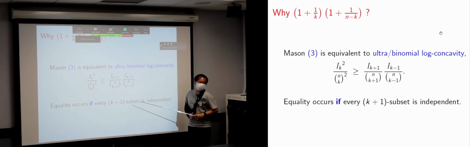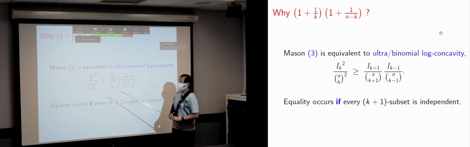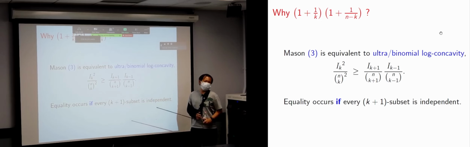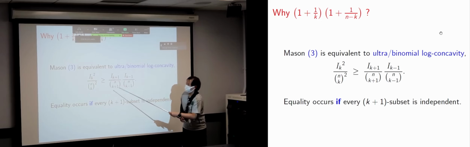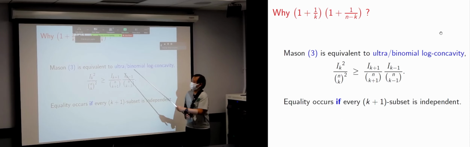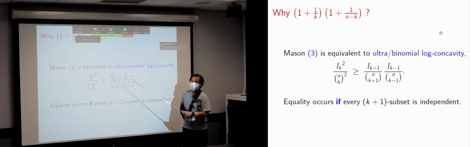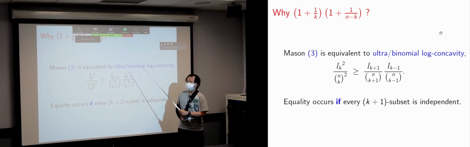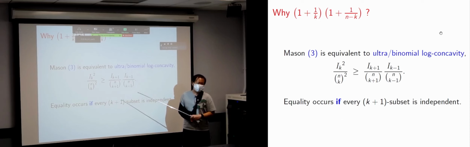So Mason's conjecture is the same as saying what we call ultra-log-concavity, or binomial log-concavity, which is that if you rescale your sequence I_k by the binomial coefficients, the resulting sequence is still log-concave. That is what it means to be binomial log-concave or ultra-log-concave. And Mason believed that this is the case for the independent sets.